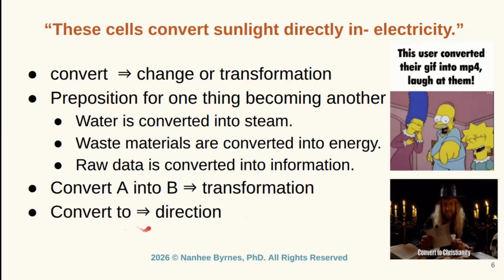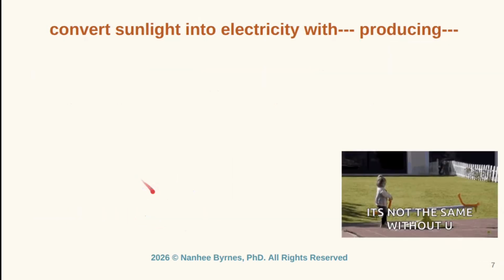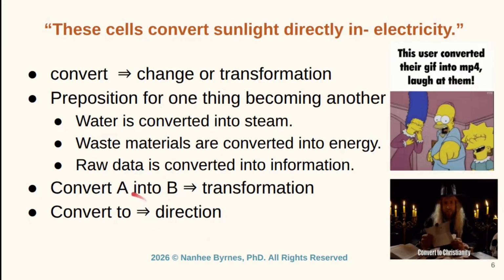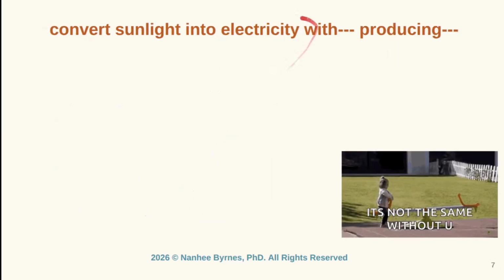Now, a quick comparison. Some students think about using to, but to usually shows direction, not transformation. It tells us where something goes, not what it becomes. Because this sentence describes a change of form, the correct answer is into. So, the final correct sentence is, these cells convert sunlight directly into electricity.